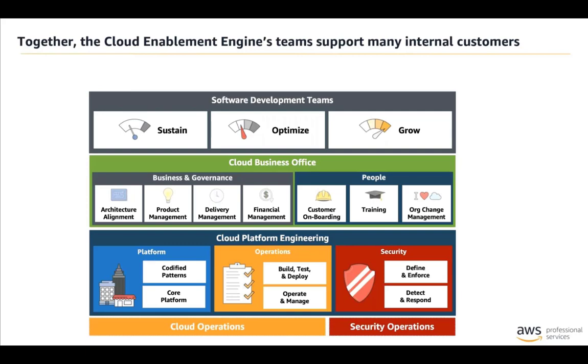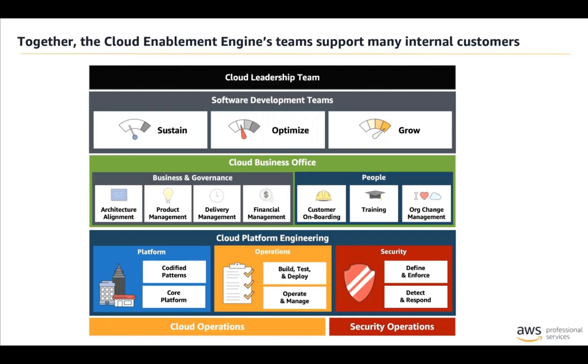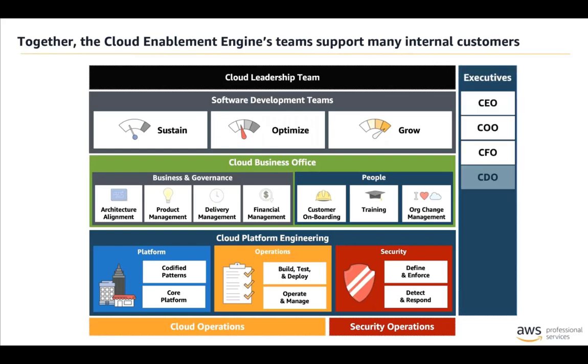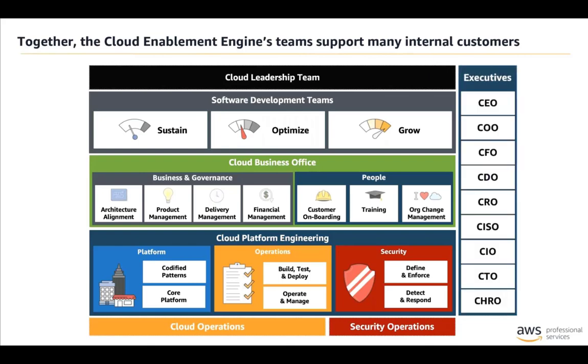Number 1, the Cloud Leadership Team. This is a cross-functional group of executives from the business and IT that champion and drive the cloud adoption strategy throughout the organization, as well as other key executives that will have requirements on how the organization adopts AWS.